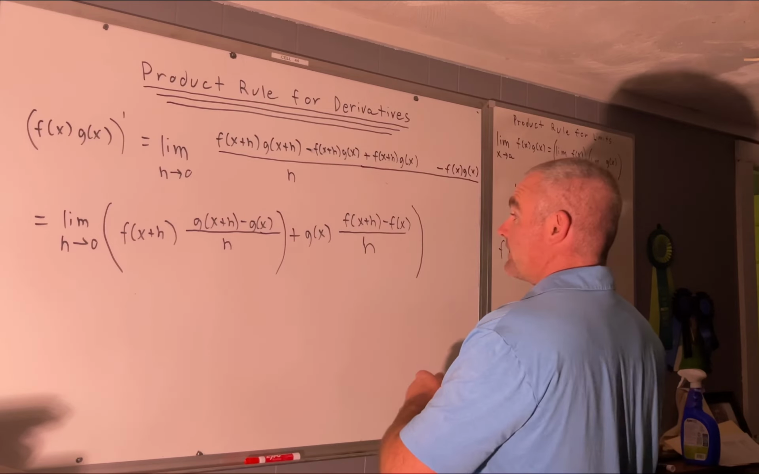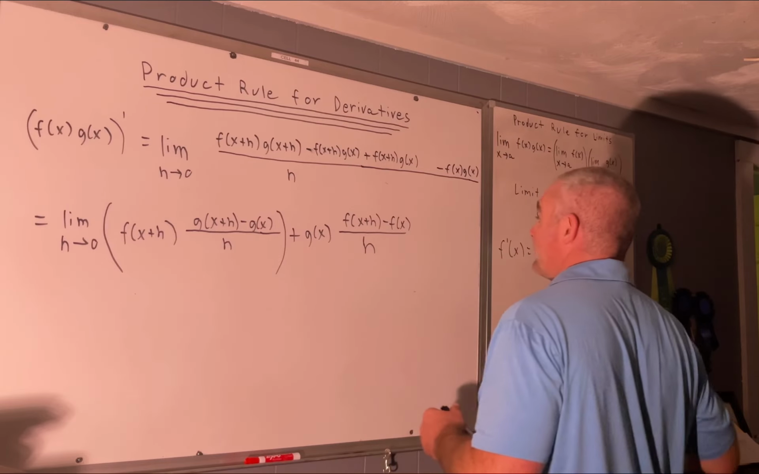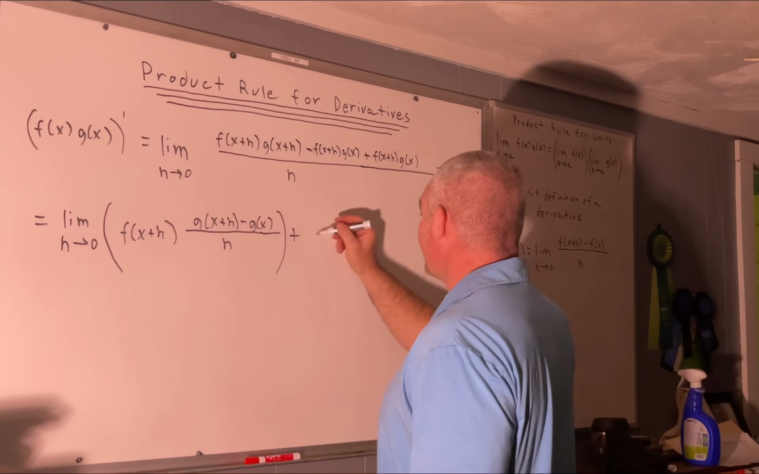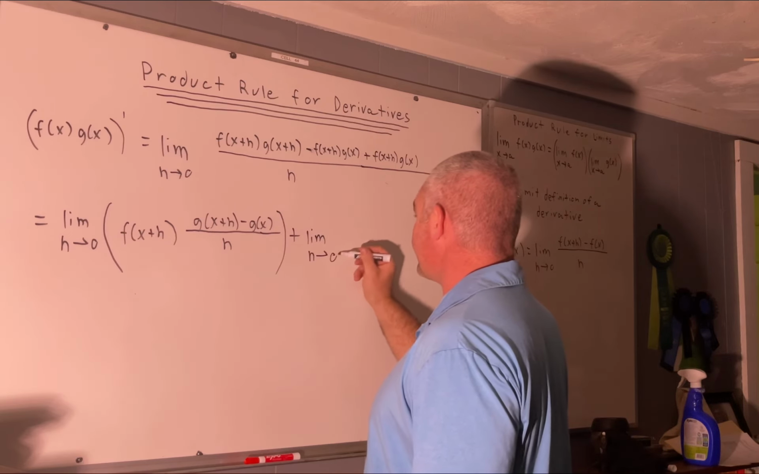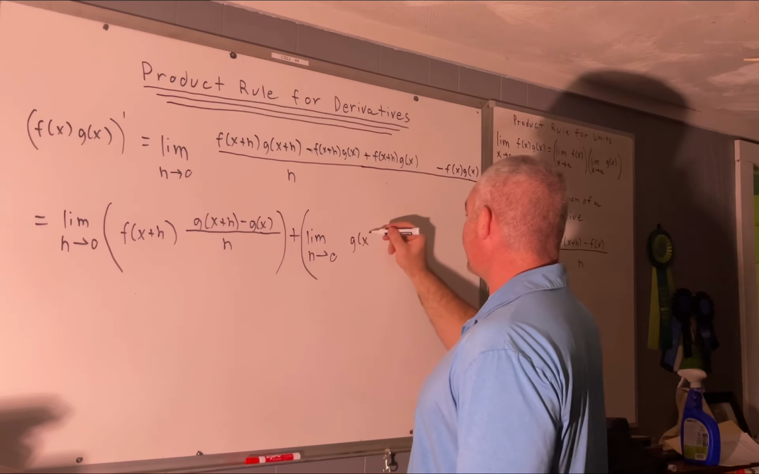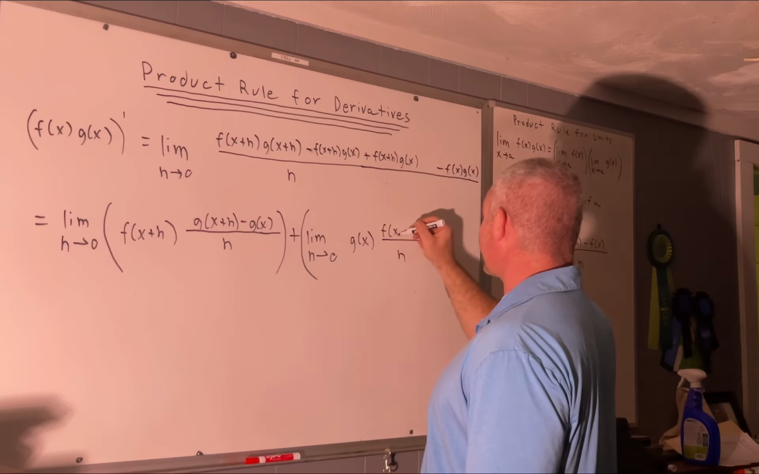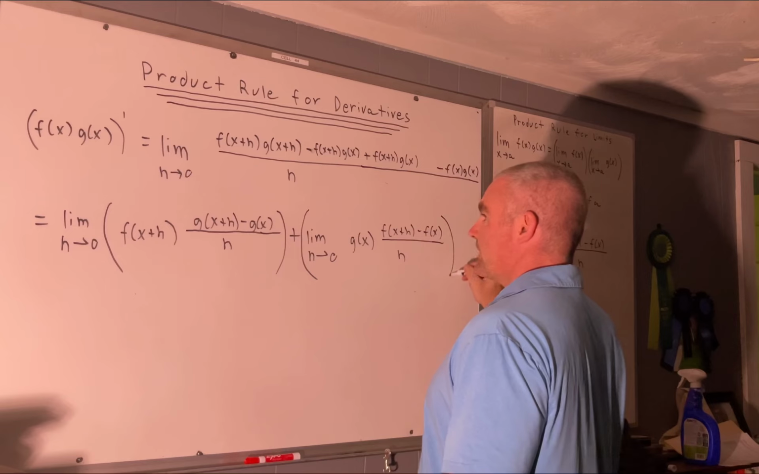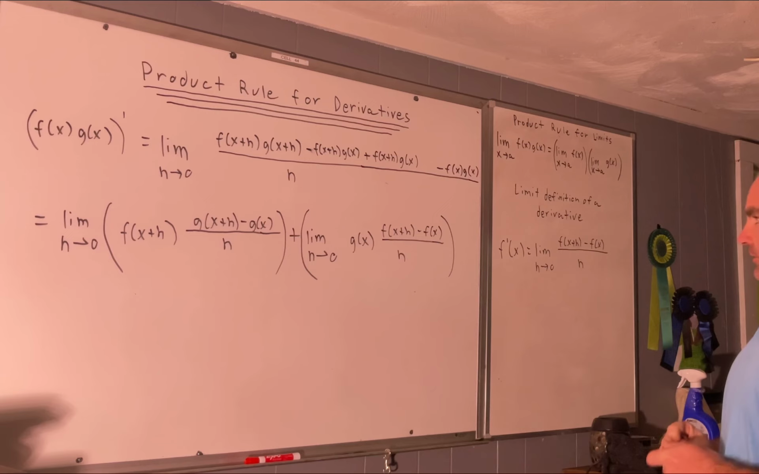plus, and I should have given myself more room. So the limit as h goes to 0 of g of x times f of x plus h minus f of x. Okay, so I just transformed what we had before. Rewind the video if you're getting a little bit lost. Okay.